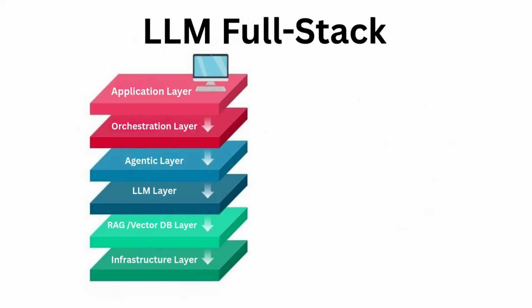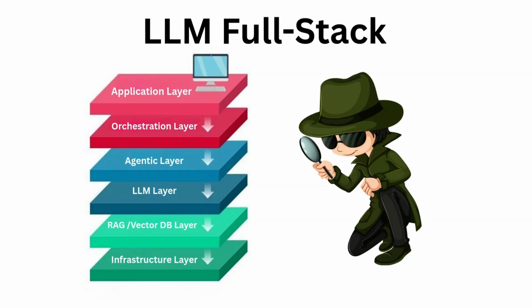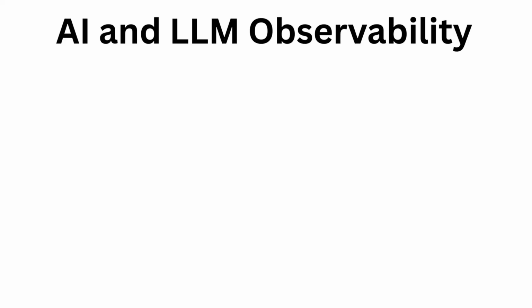Here is a typical LLM full stack application. As you can tell, we have a lot of layers: the agentic layer, the LLM layer, and maybe even a RAG vector DB layer. And to find these issues, well, you probably have to be a detective. This is where AI and LLM observability comes into play. Observability is all about understanding what's happening inside of your applications, not just whether they run, but how they run.